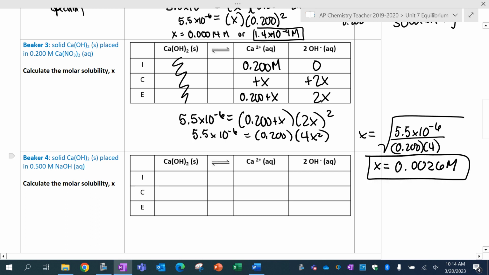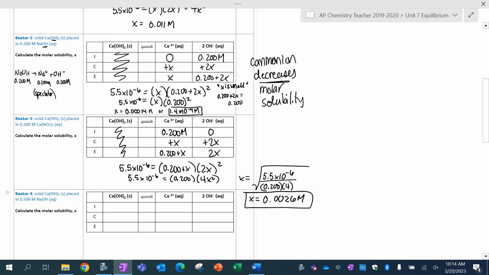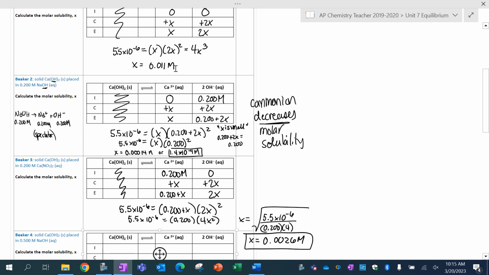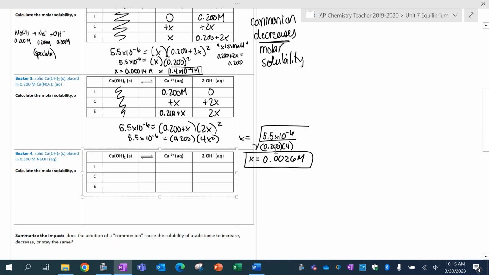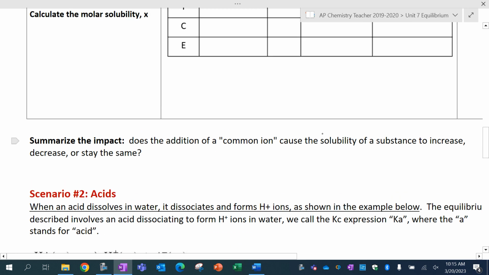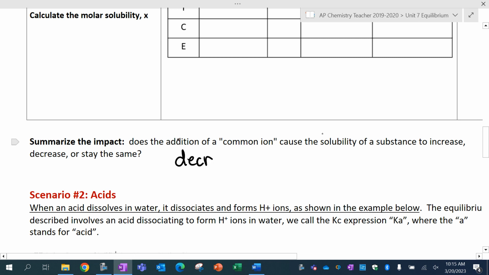So I get a different answer than I did in beaker 2, because I'm dealing with a different common ion. The calcium versus the hydroxide is going to have different impacts on my math here. But what we should notice they have in common is that in both beakers 2 and 3, the molar solubility is less than it was in pure water. So the common ion decreases the molar solubility, and that's the theme we want to notice from this first part.